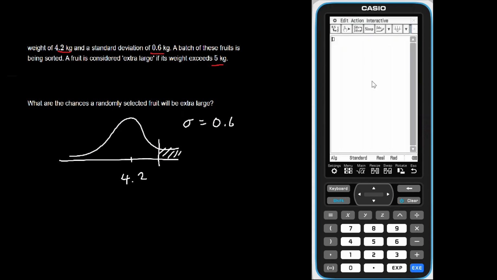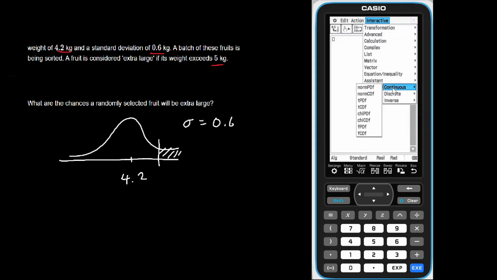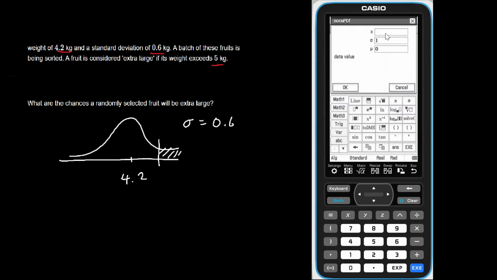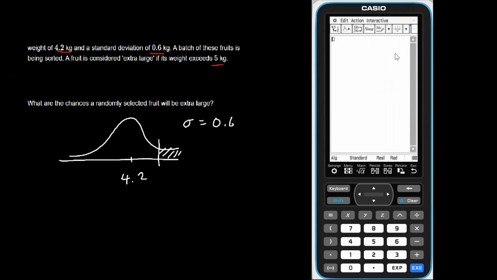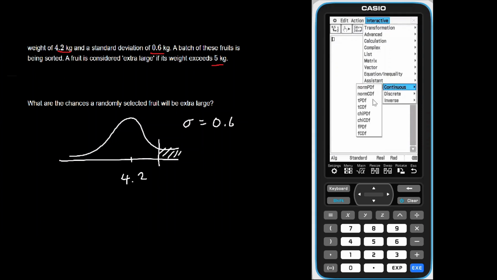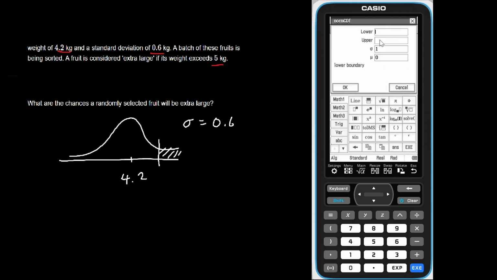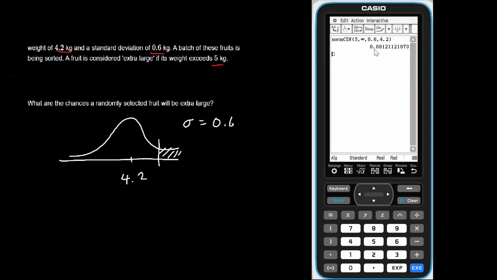So go to main, go to interactive distribution. It is a continuous distribution, and we're wanting to find the normal CDF. Interactive normal CDF. A lower value here is going to be 5 kilos. The upper value is going to be infinity, and you can find infinity in math too. Our standard deviation is 0.6, right? And our mean here is 4.2.